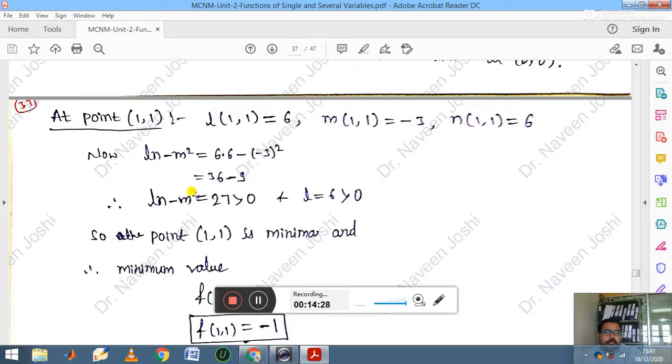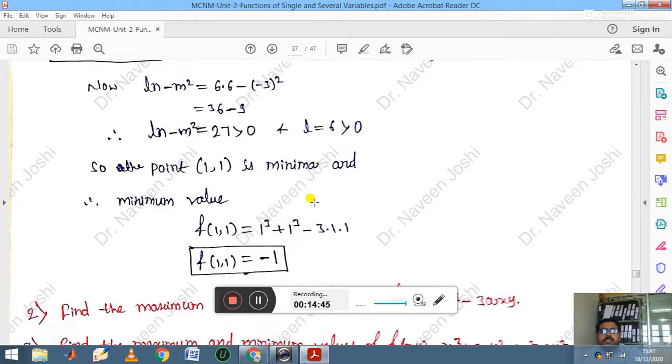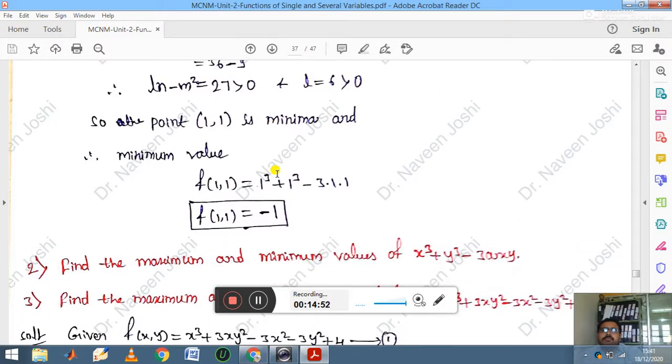When ln minus m square is greater than 0, then you need to check the L value. L value is 6, which means it is also positive. Ln minus m square is positive and L is also positive. Then it satisfies the second case, that is, it has a minima. Then the point 1 comma 1 is said to be minima and the corresponding value is said to be the minimum value.